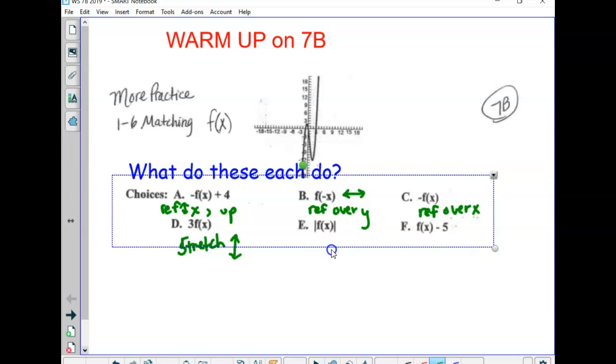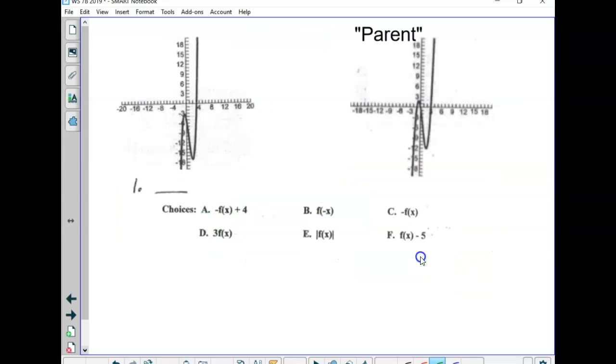Absolute value on the outside can have no what? Negative X's or Y's? Y's. And F is just the function with a -5 on the back, which would just shift it down 5. Okay, now if we've gone through those, these should be pretty quick.